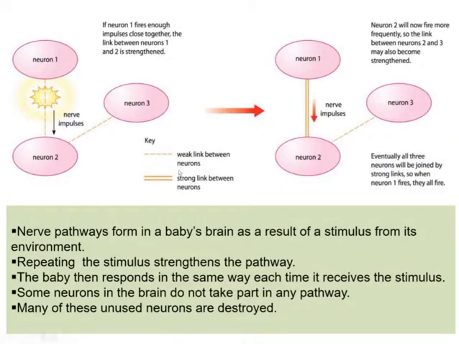Now, this simple diagram in your pack is just to illustrate that creation of new pathways. On the left here in neuron 1, we've got perhaps a new experience that a baby may have sensed. It causes an impulse that stimulates another neuron, and then again after that a third neuron. Now, if this experience is repeated and this same simple pathway is followed from neuron 1 to neuron 2 to neuron 3, the connection between those neurons is strengthened.